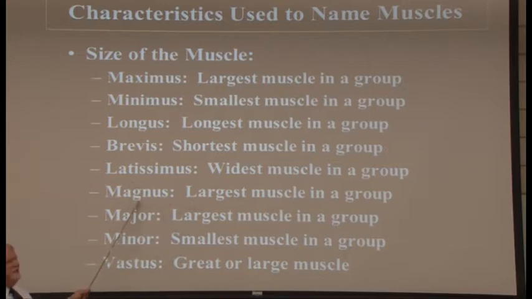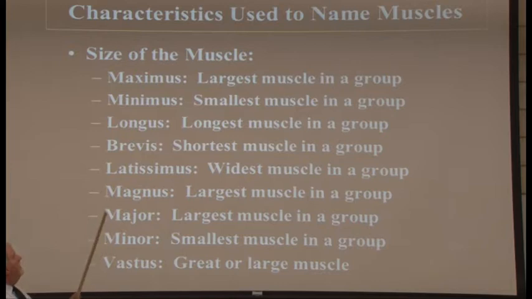And then the one we're going to see is in thigh muscles. We're going to see the word magnus incorporated into some of our large thigh muscles. And then latissimus is the widest muscle in the group, and we're going to see that incorporated on a muscle on our back, where latissimus is used, which means really wide. And then vastus means greater, a large muscle. And we're going to see that incorporated on thigh muscles as well.